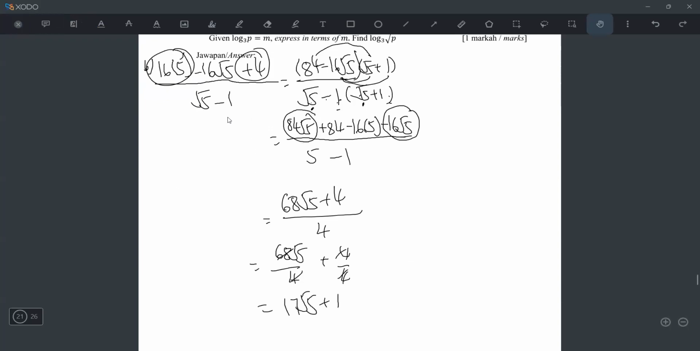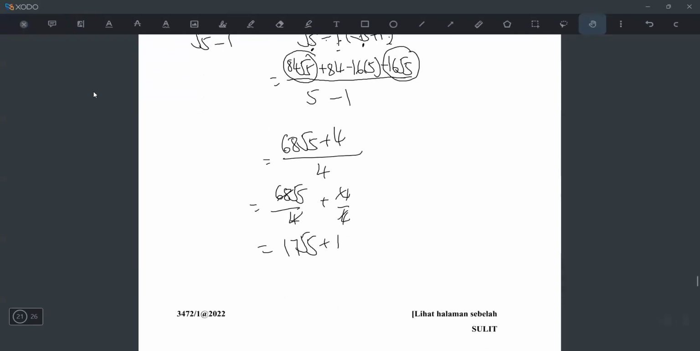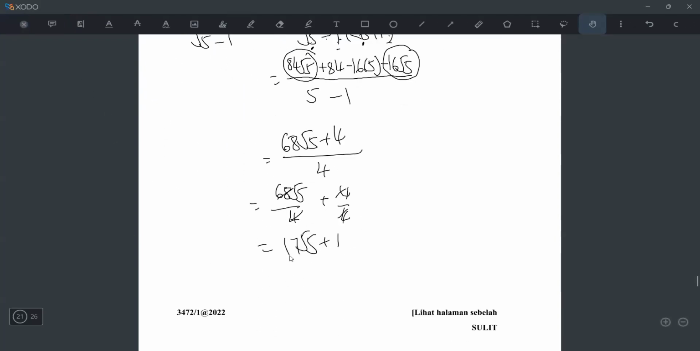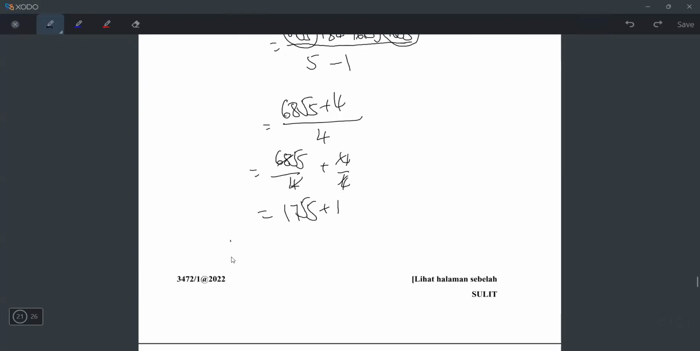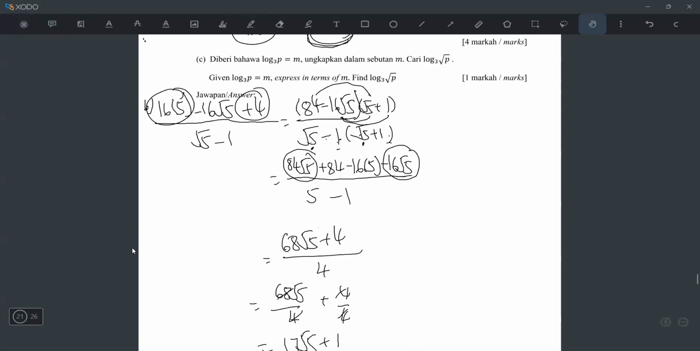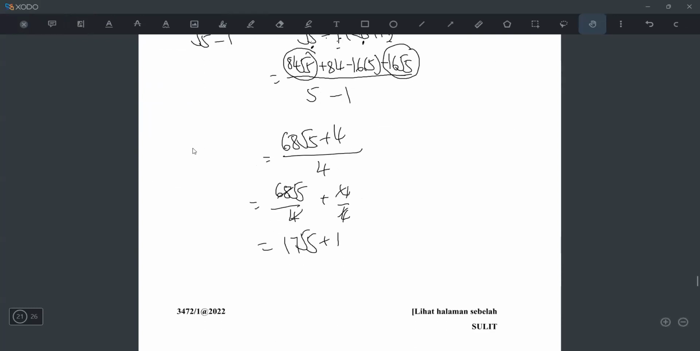Okay. But what if they ask you to find value of P and Q? Then you have to write P equals 17, Q equals 1. Okay. But for this one, I don't think you have to write that because they never say find the value of P and Q. They just ask you to write in this form. So I think I can stop here.